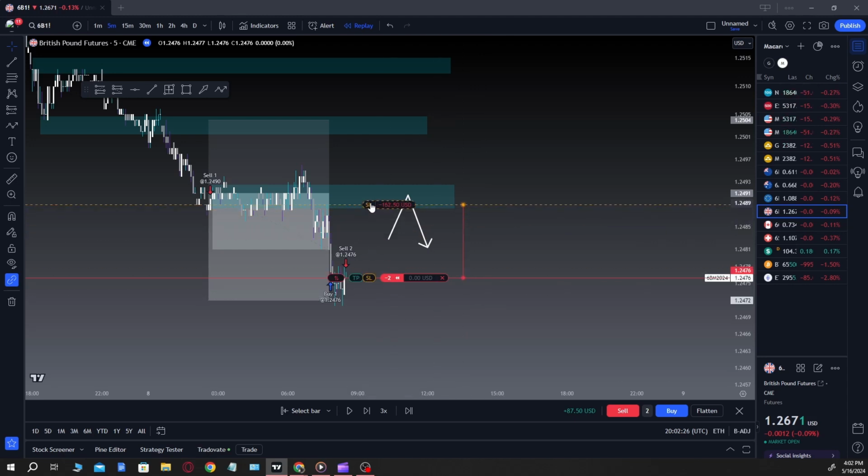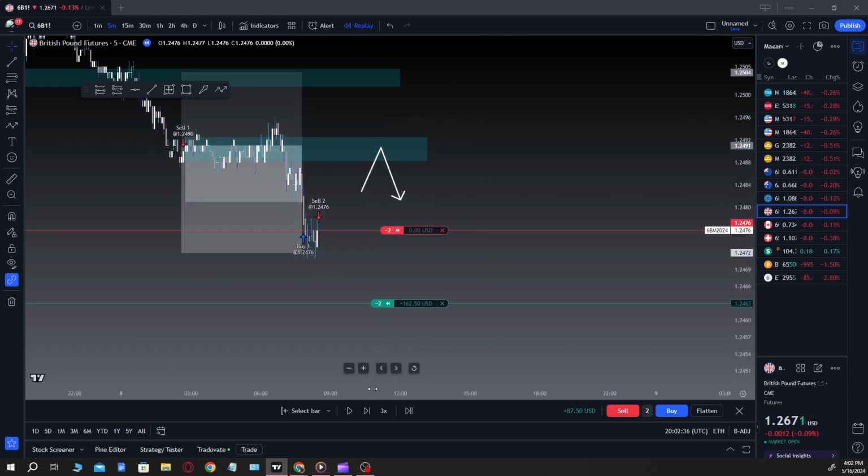Let's see what this is. This is $162. Boom, just like that. We're risking. How much we're risking is how much we're looking to take. Let's go.